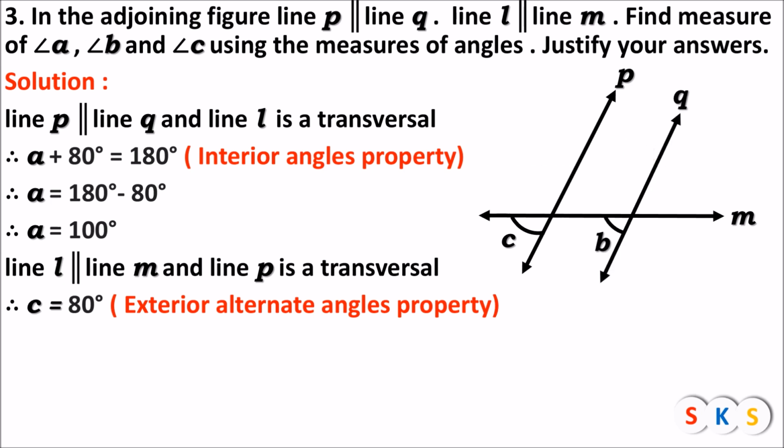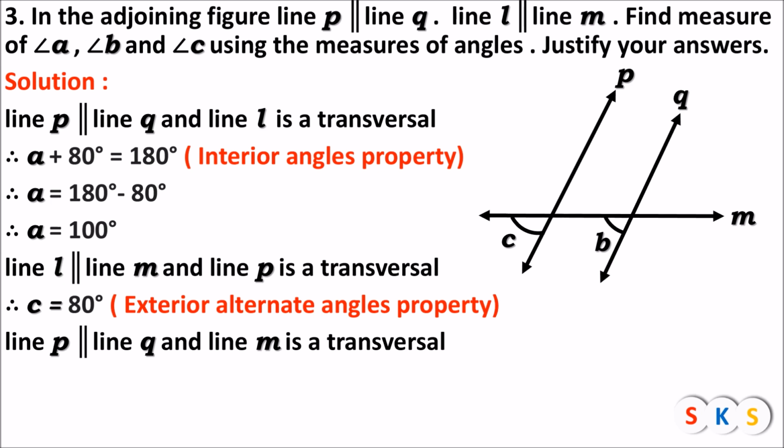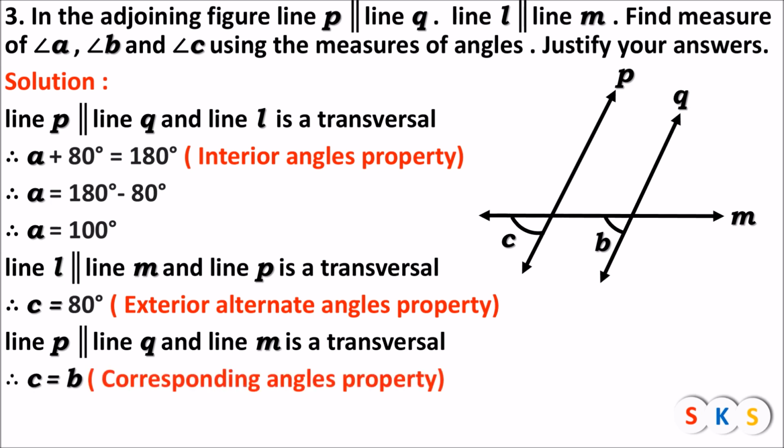Now, line P is parallel to line Q and line M is a transversal. Correct? You can see in this figure, lines P and Q are parallel, line M is a transversal. Okay, look at angle C and angle B. What kind of angles are they? They are corresponding angles. Therefore, C equals B. Let's see in the figure. C and B are corresponding angles. But C equals 80 degrees. Therefore, B equals 80 degrees.